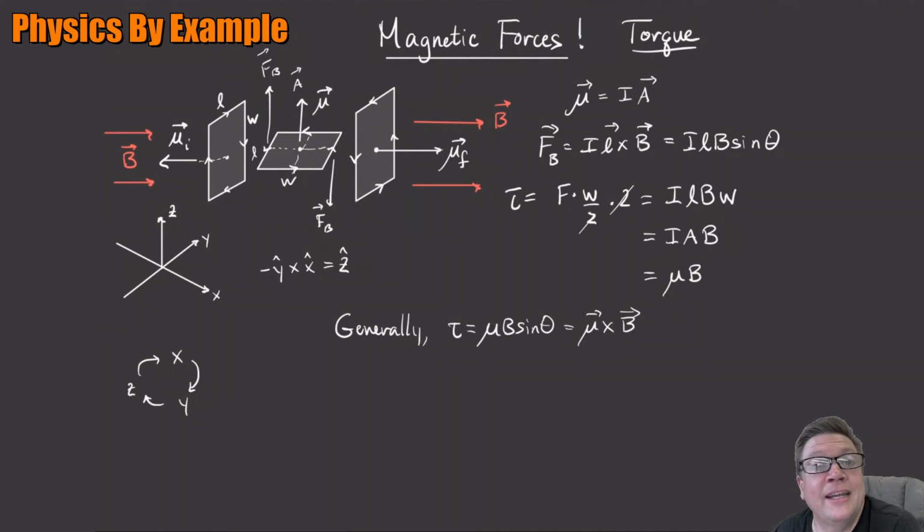It wants to align its magnetic field with the external magnetic field. Because remember, mu is the direction of the magnetic field that the loop generates, because it's a little loop of current. So what nature really wants to do is align those two things. That's what that mu cross B is really telling you. Let's see how much energy we get out of that.